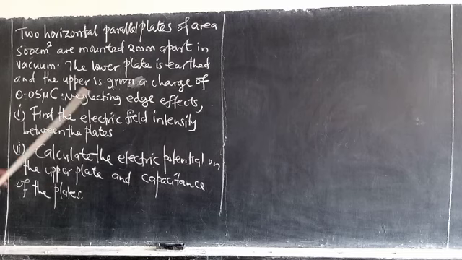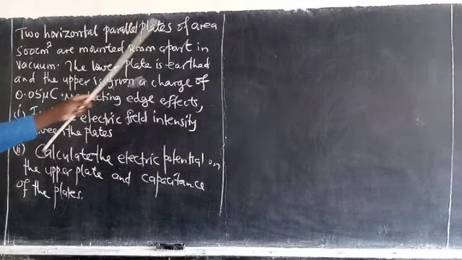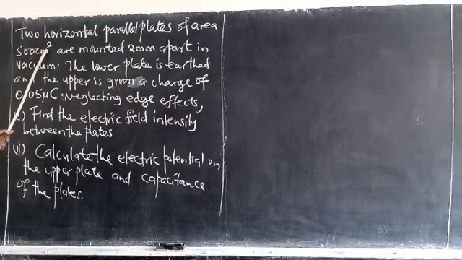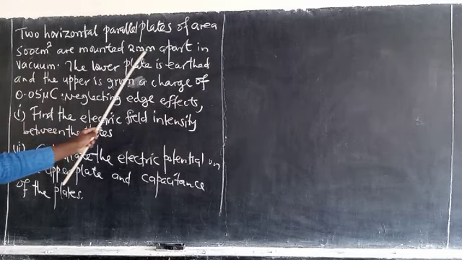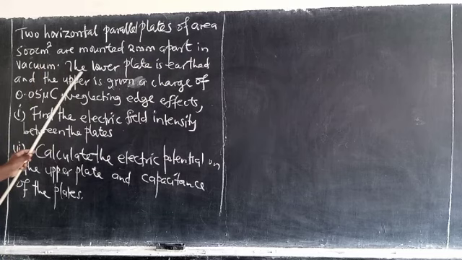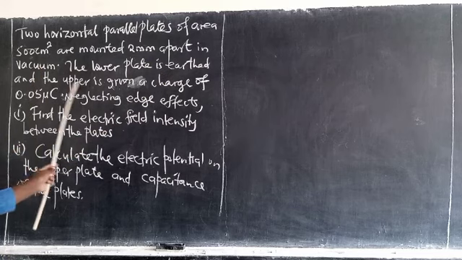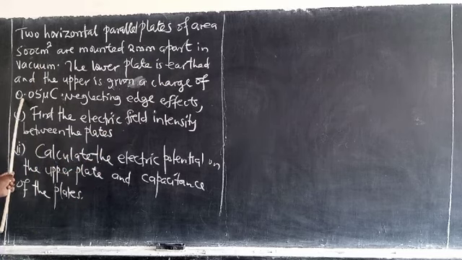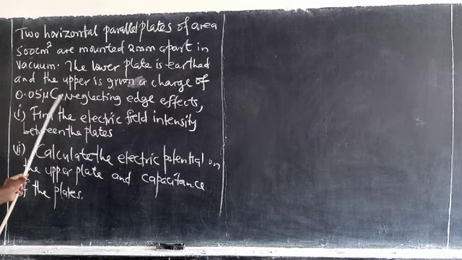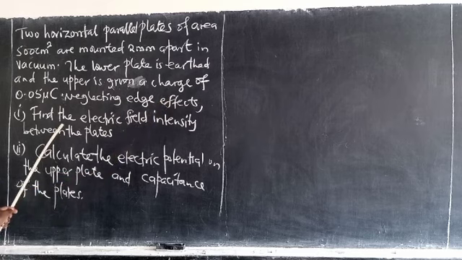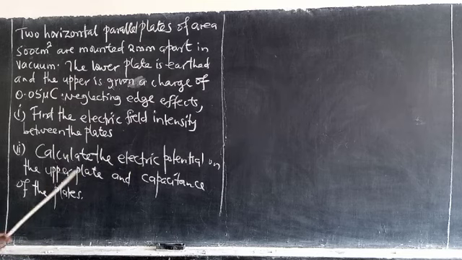Yes, so our question is this: two horizontal parallel plates of area 500 centimeters squared are mounted 2 millimeters apart in vacuum. The lower plate is earthed and the upper plate is given a charge of 0.05 microcoulombs. Neglecting edge effects, find the electric field intensity between the plates, then calculate the electric potential on the upper plate and the capacitance of the plates.